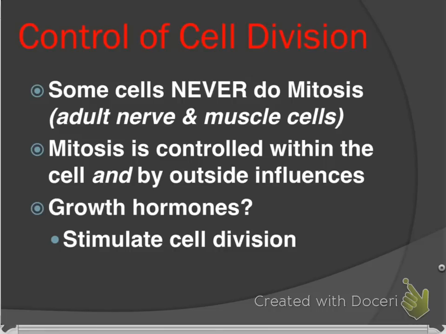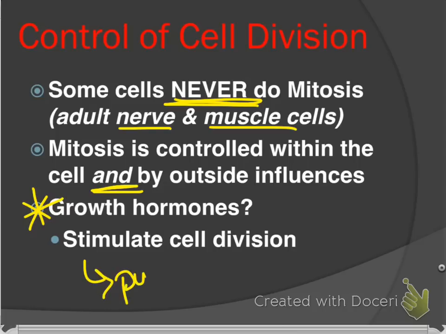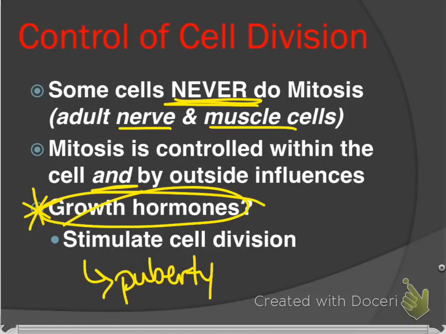So control of cell division: some cells never do mitosis, like we talked about, such as nerve and muscle cells. And mitosis is controlled within the cell and by outside influences, such as growth hormones, which stimulate cell division. This is why when you go through puberty, this is why you start growing, because cells that were dormant and weren't growing are all of a sudden influenced by these growth hormones to start growing and dividing.